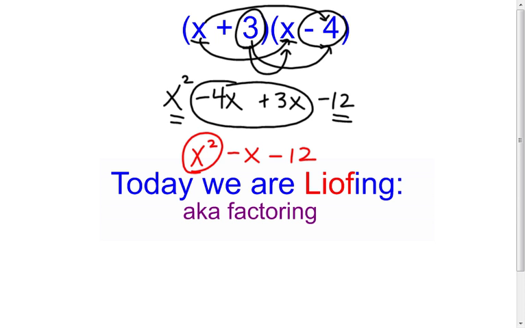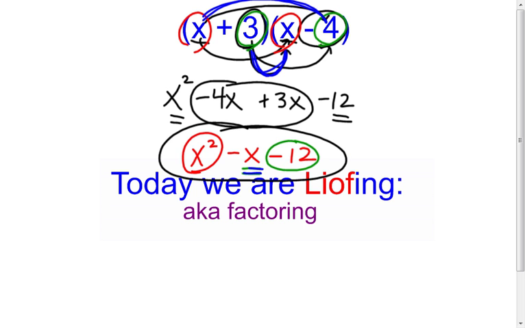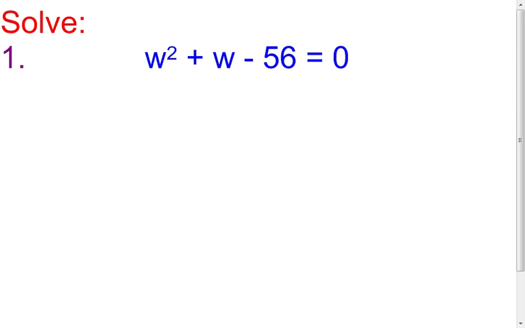This term right here came from multiplying the two fronts. This term right here came from multiplying the two backs. And then this middle term right here in the middle is a combination of doing the outsides and the insides and putting them together. Okay? So what we're going to do now is I am going to give you this piece right here, and you're going to go backwards and get me back here. So that's what it's called when we undo the FOIL, or we're going to factor it that way.